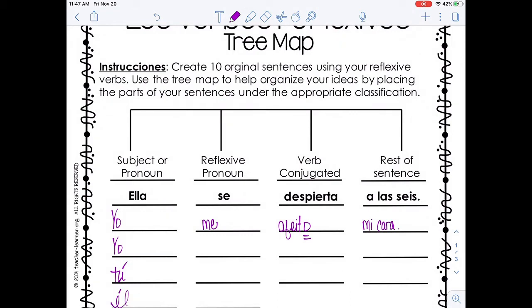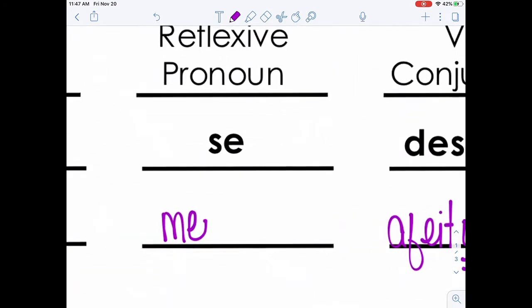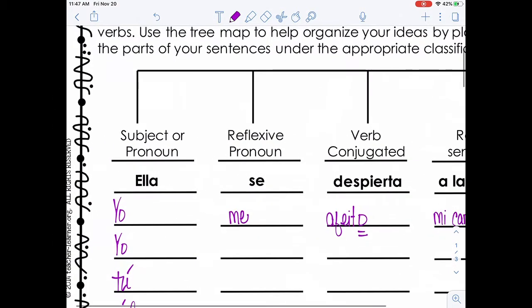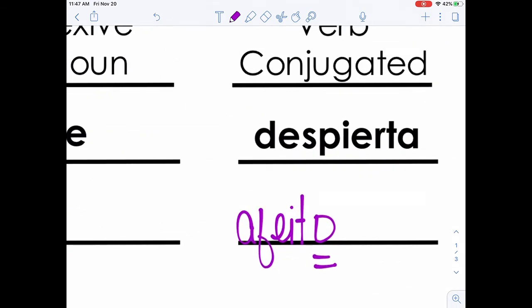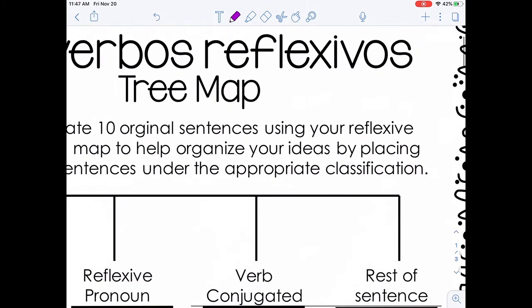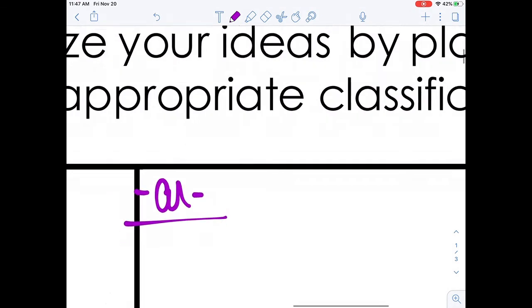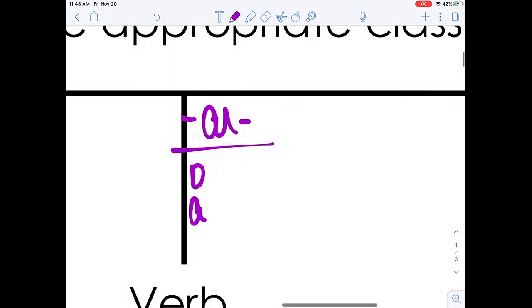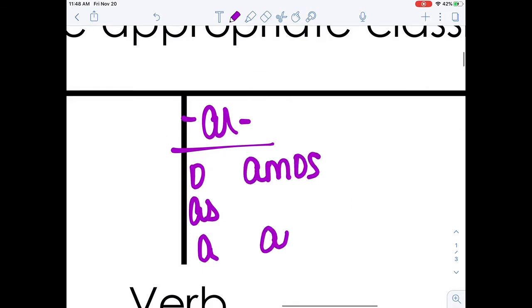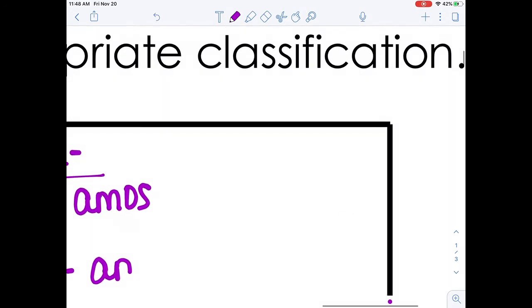All right, remember that the 2 important things are that you get the right reflexive pronoun for who you're talking about. So me goes with the yo form, it means myself. And then you always have to conjugate your verb. You can't leave it in the infinitive. You have to put the right ending on. So remember for AR verbs, our endings are going to be o, as, a, amos, and an. Remember that? And then for ER/IR verbs, it's going to be O.